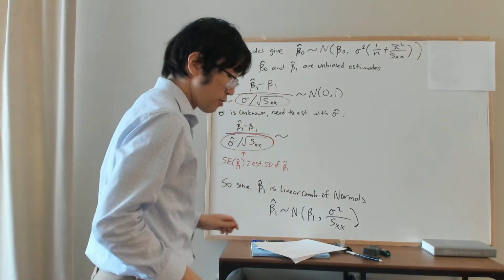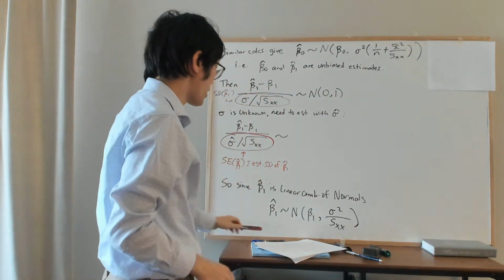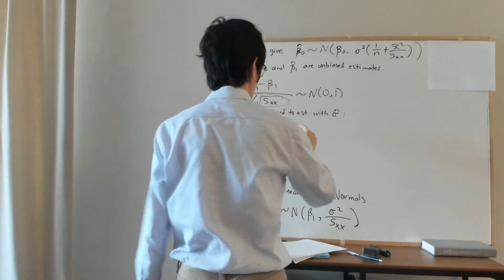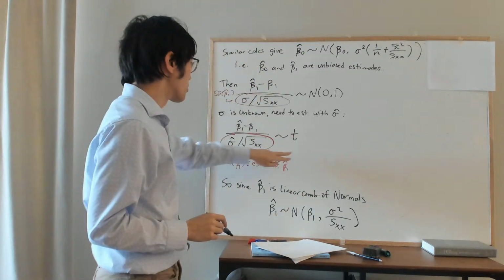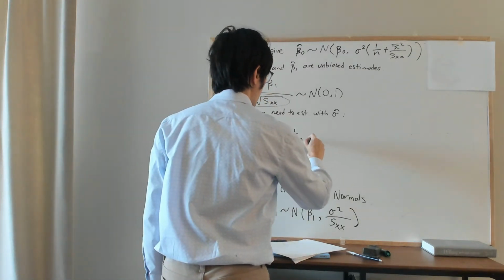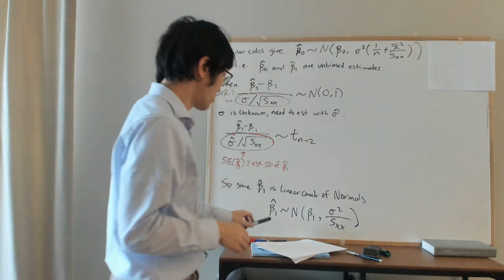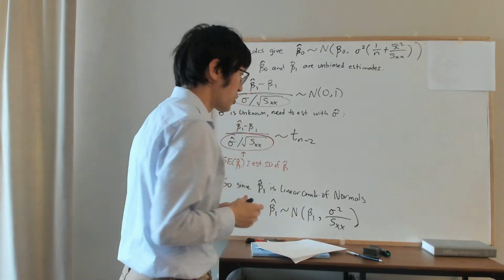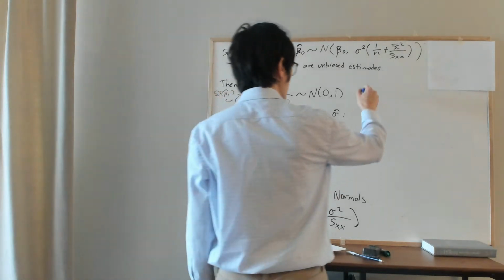Okay, so now I need to show you the basics of why this ends up being a t distribution, and to remind you of what a t distribution is. I'll write down the result first. This is a t distribution with n minus 2 degrees of freedom. But I'm going to go over here and define for you what the t distribution is and how we get this result.